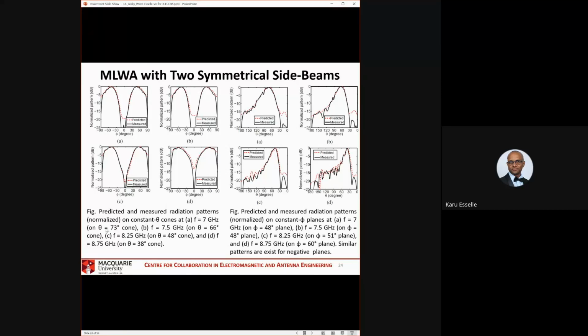At low frequency, the theta of the main beam is 73 degrees. So to plot that, we made a pattern cut on a constant theta cone. Theta equals 73 cone versus phi, to understand how the beam changes with phi when theta is fixed. So you can see the peak here. These are normalized, but you can see the peak. These are the two beams.